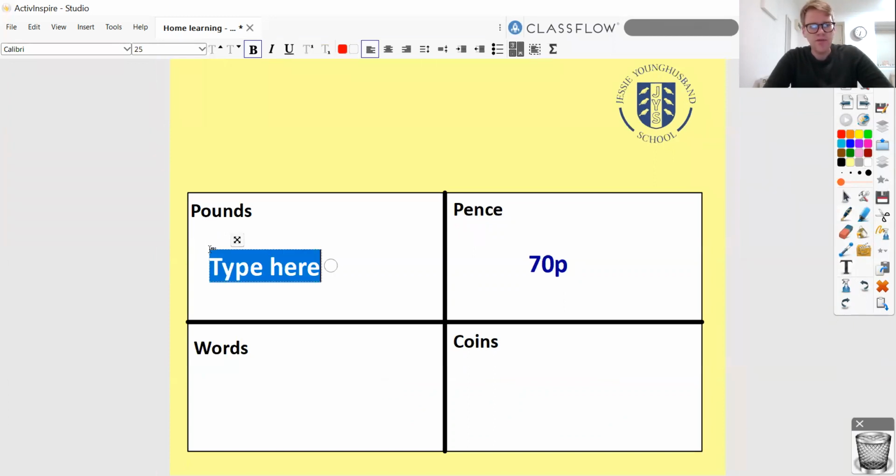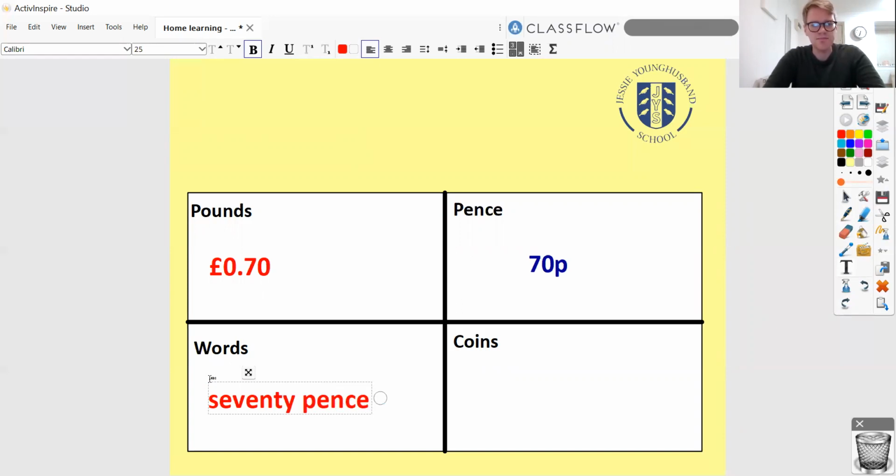Okay, so £4 here. How many pounds have we got? Well, we don't have any yet. We know we've got to have 100 to reach £1, so it would be £0 and 70 pence. If it was in a shop, chances are it'd be written like that. For words, we can write 70 pence.